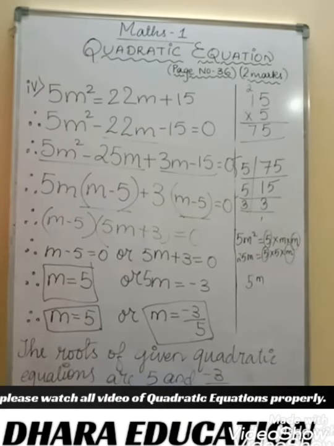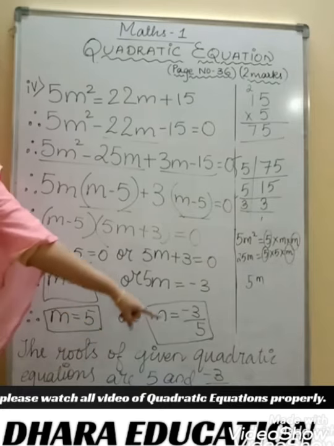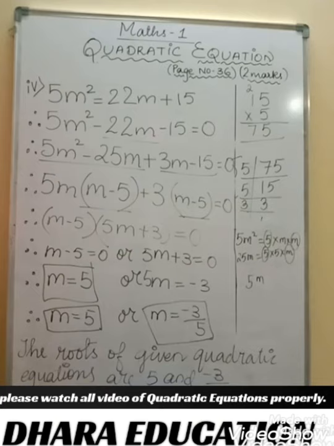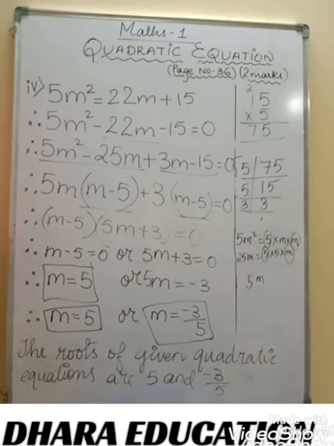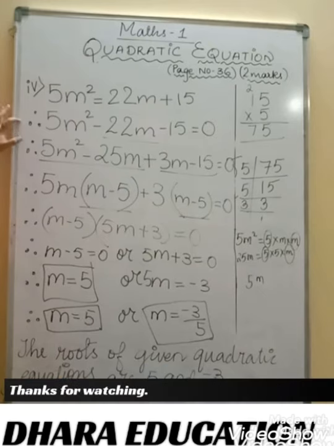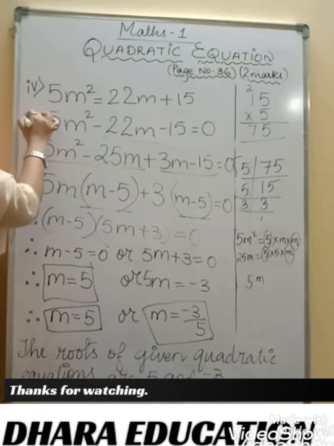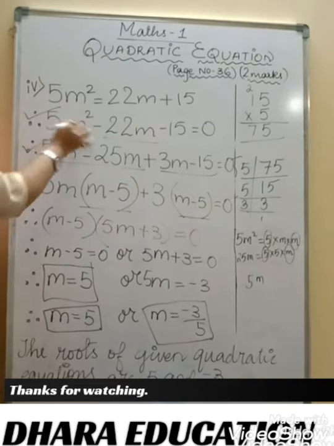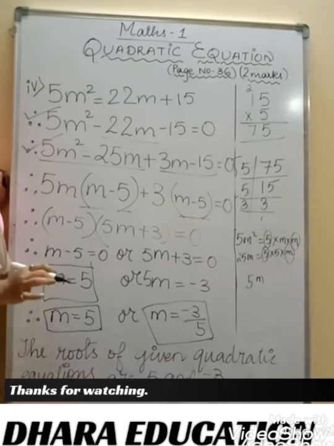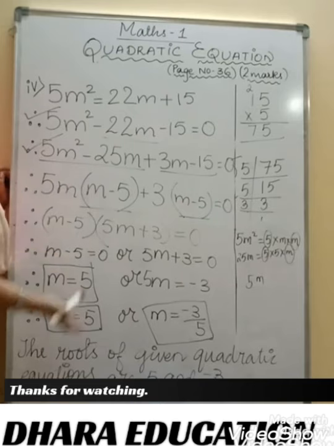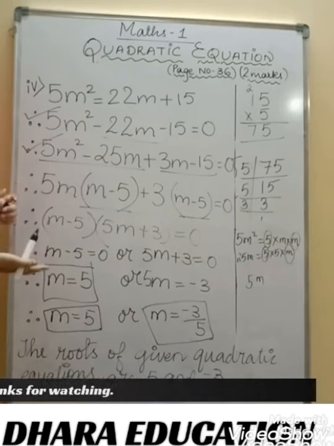So our last part of the sum: the roots of the given quadratic equation are 5 and minus 3 upon 5. So this is so easy. Just pay attention to the first step and the second step, when the equals sign is given, in arranging the equation in standard form. Okay, so you need to understand these two steps. These two steps are very, very important and crucial. Once this step is split in the proper way, things will gradually come and you will get the exact answer.